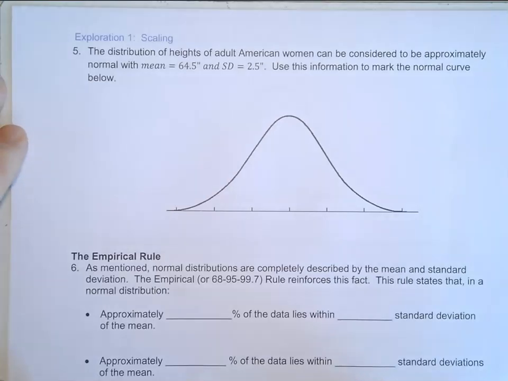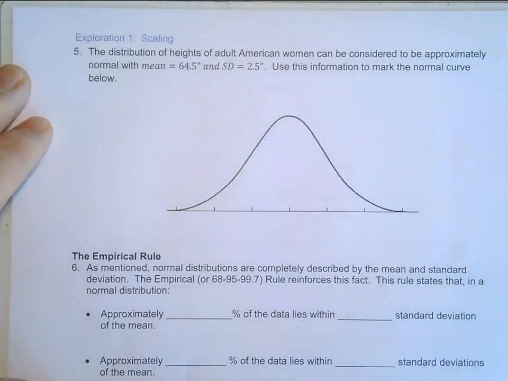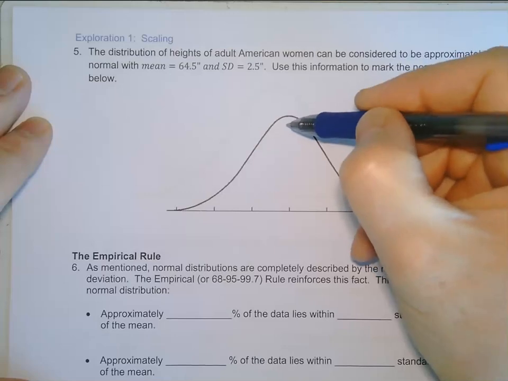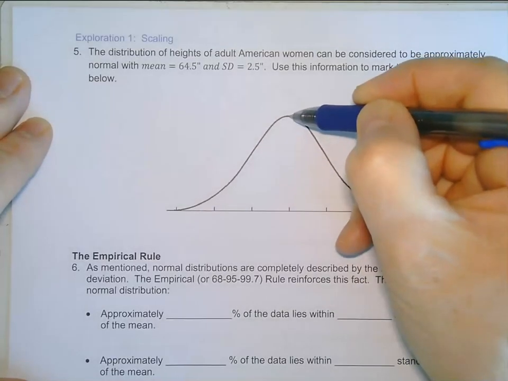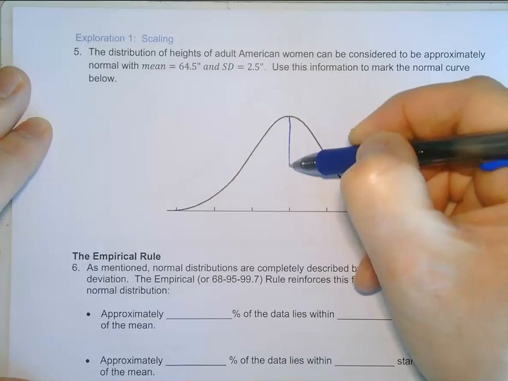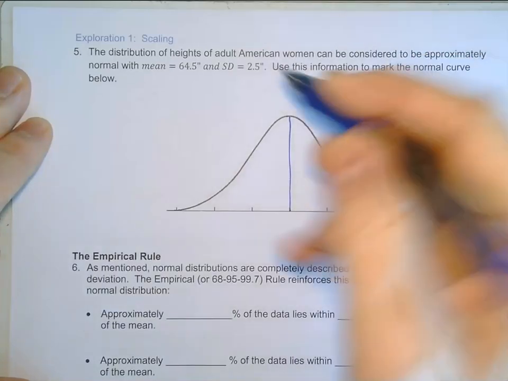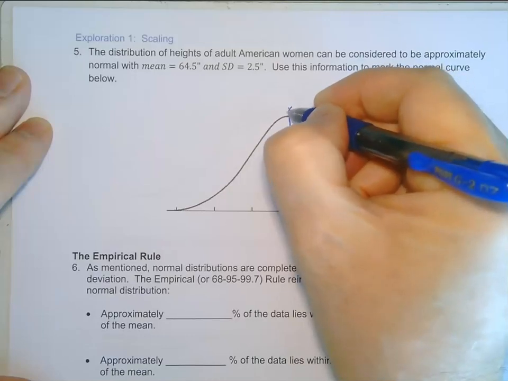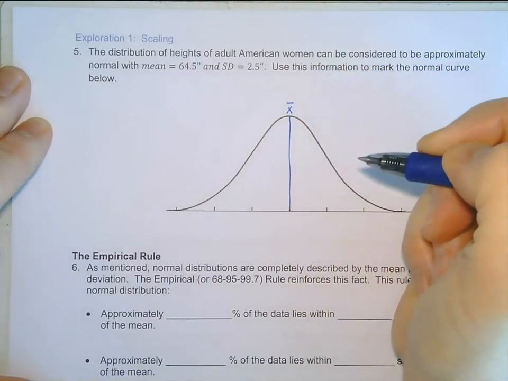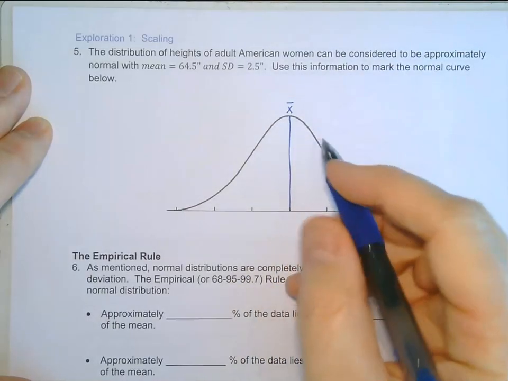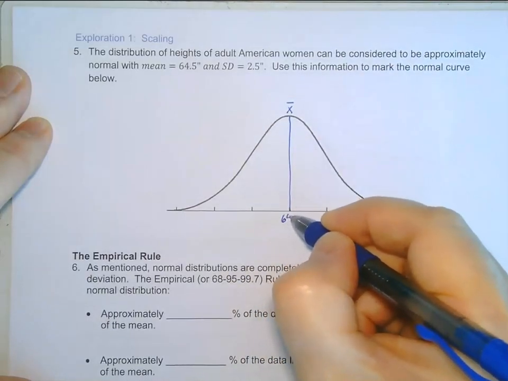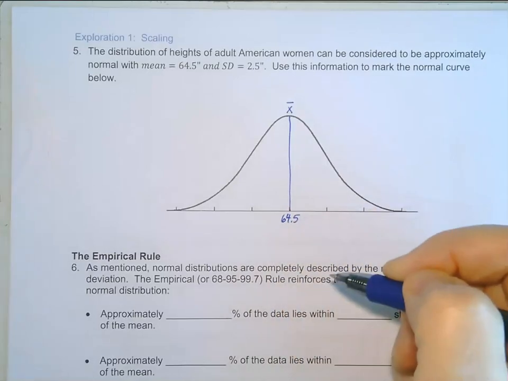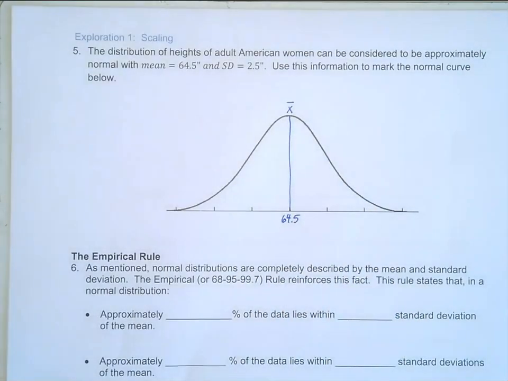Okay, so things that I know. I know that this is the peak, right? And the peak is going to be, this is the mean here, isn't it? So I'll call this 64.5 inches. So now we're going to mark out the standard deviations.